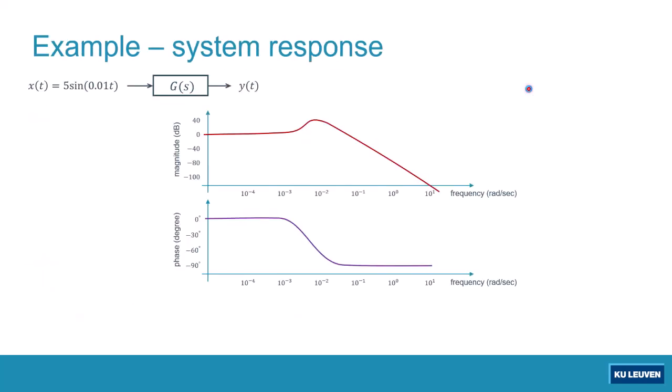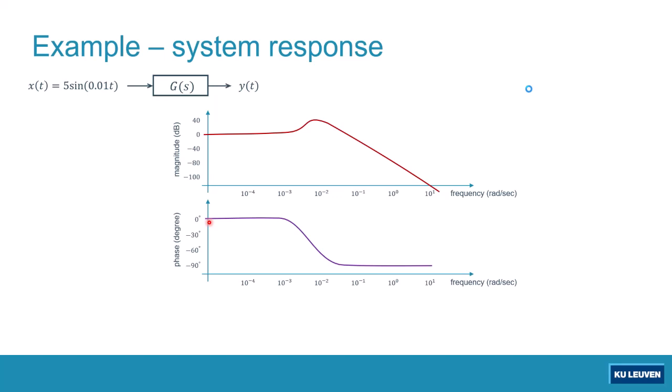Let's take an arbitrary example here. I have Bode plots of a system that look like this. The upper one is the magnitude plot, the lower one is the phase plot. As you can see, again, the horizontal axis is frequency in logarithmic scale. The vertical axis of the magnitude plot is the magnitude in dB scale, while the vertical axis of the phase plot is just the phase angle in linear scale.